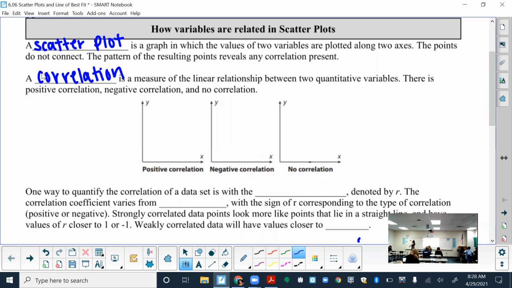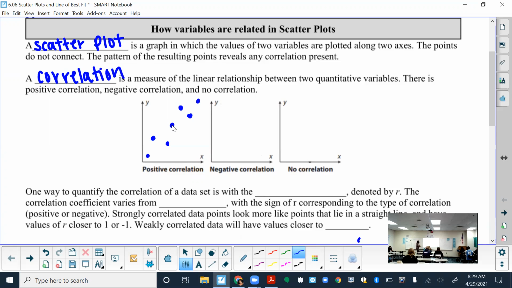So positive correlation, what would that look like? If something on my x-axis is increasing, is the y value increasing or decreasing at the same time? Increasing. So a scatter plot for positive correlation might look something like this. Right? Where one increases, so does the other. Again, scatter plots don't connect.